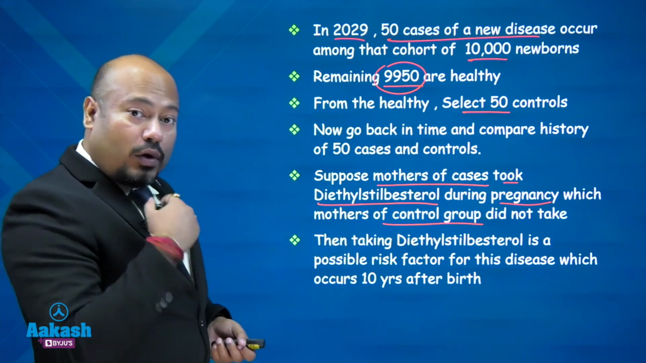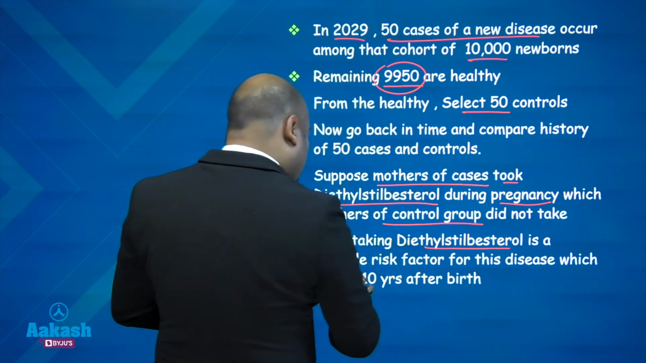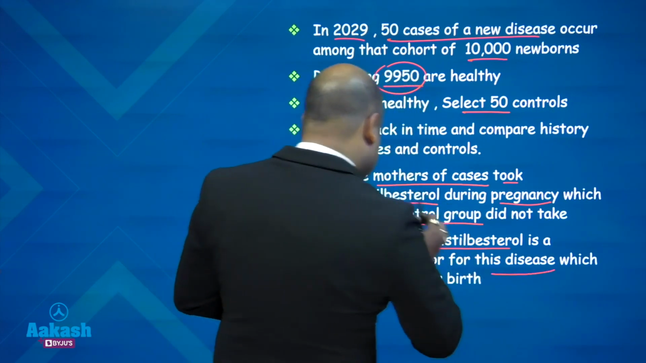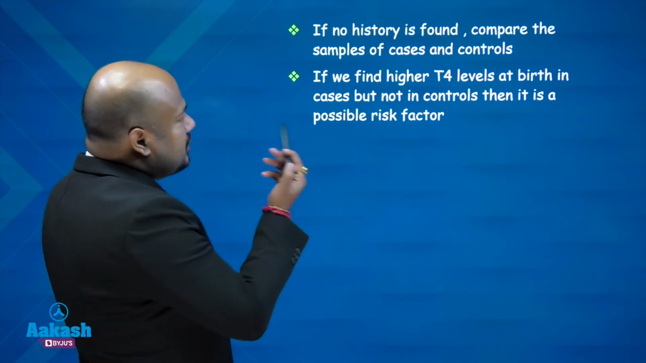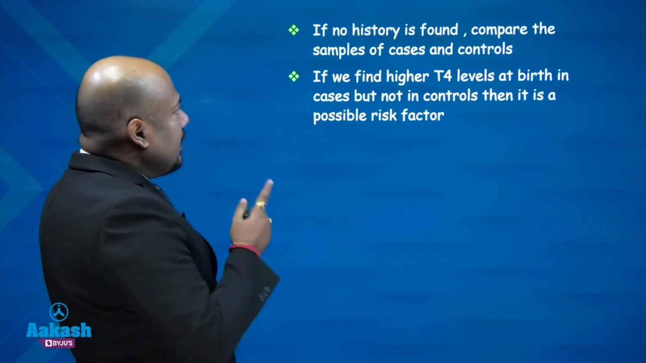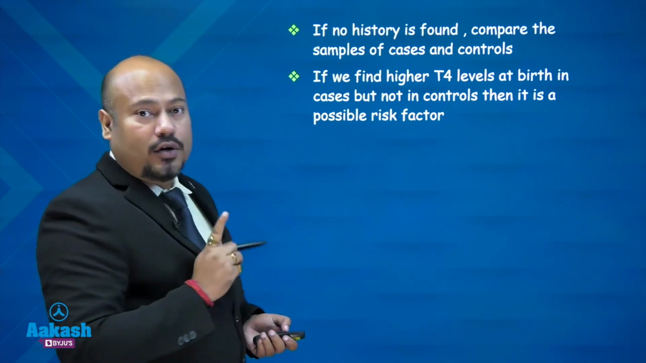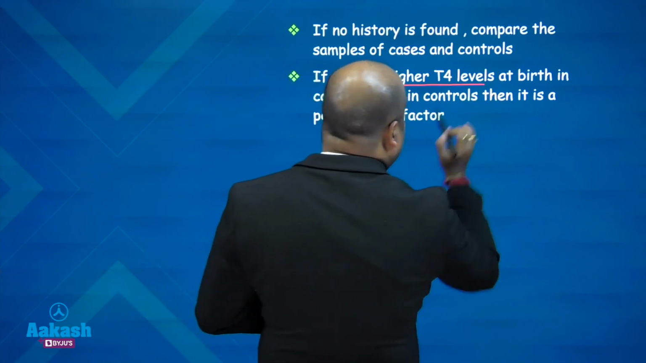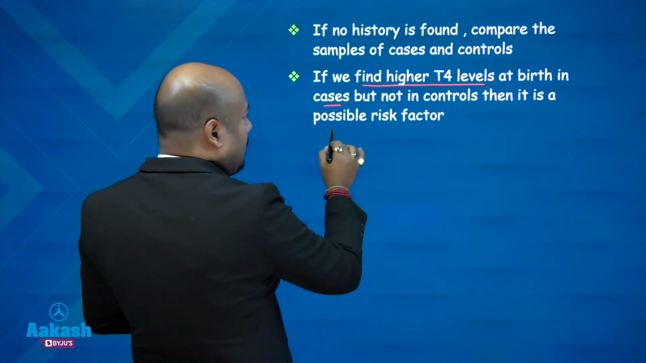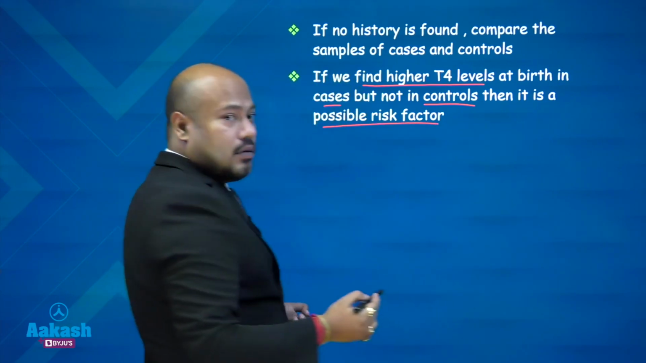Okay, so now what you come to know? You come to know that taking diethylstilbestrol is a possible risk factor for this particular disease, which has occurred 10 years after birth. And if no history is found, suppose you are not getting any proper history, so you compare the samples of case and controls, okay? Blood samples. So if you find higher T4 levels at birth in cases but not in controls, then it is also a possible risk factor.